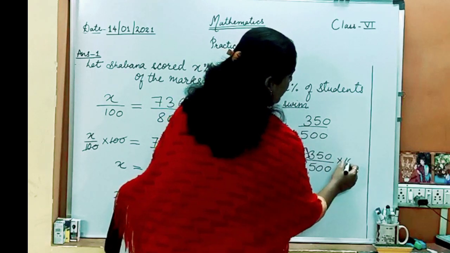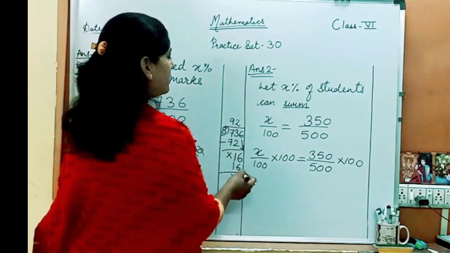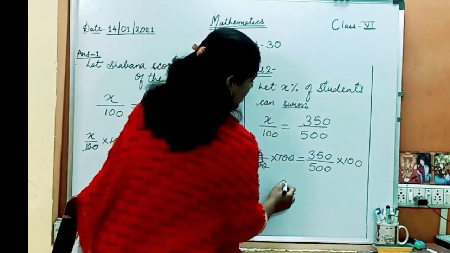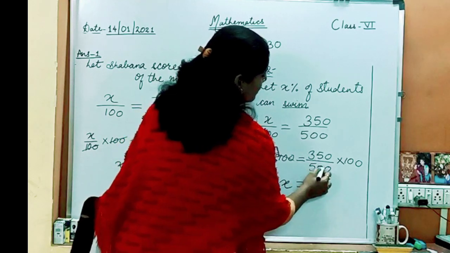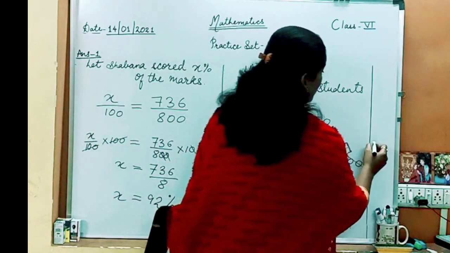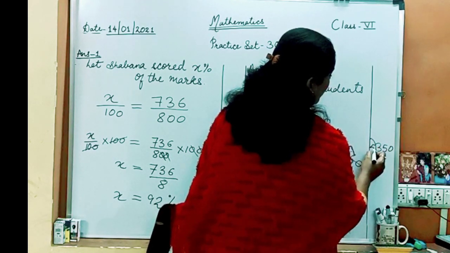Multiply by 100. 350 upon 500 multiply by 100. So let us solve. Here we'll cut 100, 100 ones are 100, 100 ones are 100. X remains. Here we cut both the zeros. The number is 5. Then we'll divide 350 by 5.